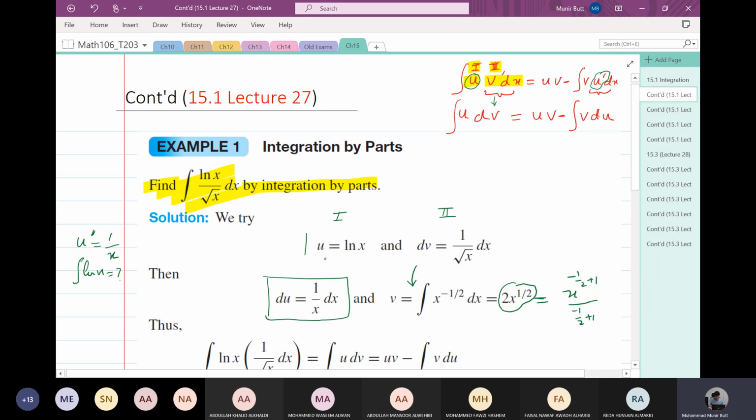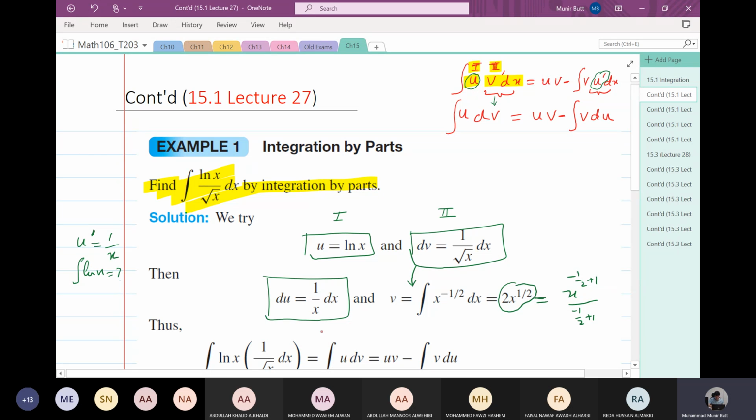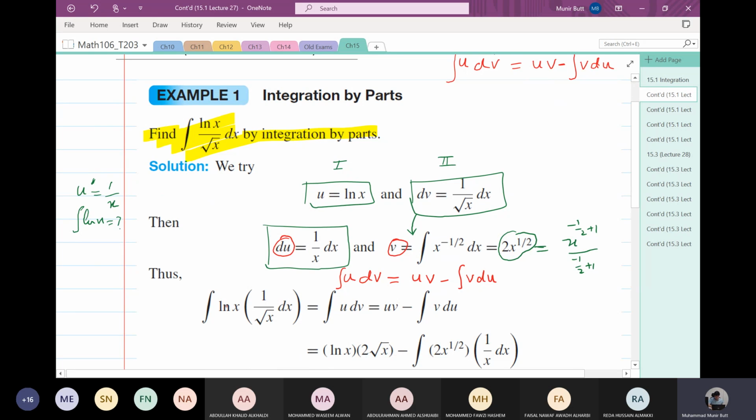So I am trying to convince you how to select the first and the second function. Okay, now we know this very well. Now we apply the formula. And what is the formula? The formula says again, integration of u dv is equal to uv minus integration of v du. Now you know what du is. Now you know what v is. You just put them in the formula. So this was your u and this was your dv.